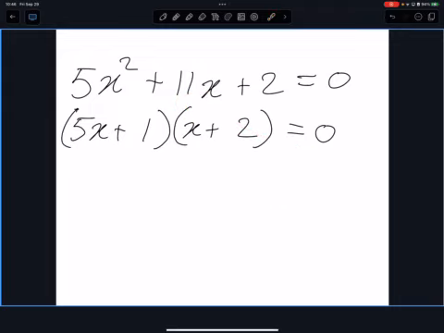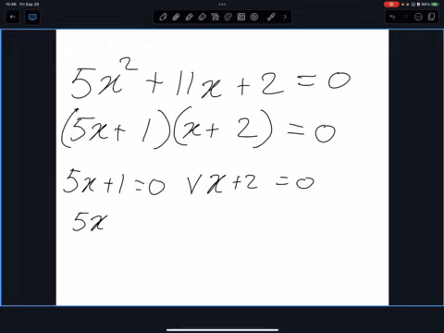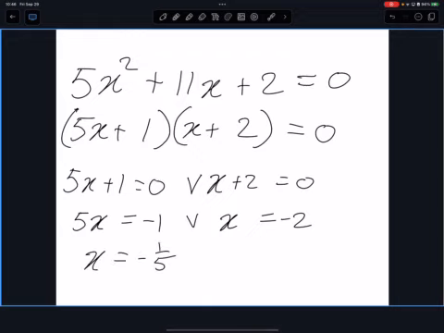But are you done? Of course not. You need to find the roots. 5x plus 1 equals 0, or x plus 2 equals 0. 5x equals negative 1, or x equals negative 2. X equals negative 1/5. Well, these are linear equations. I know.